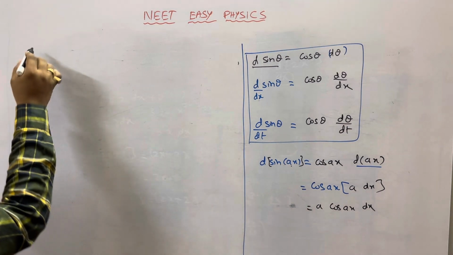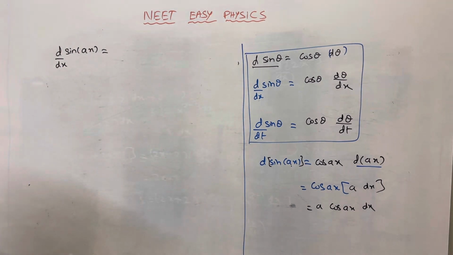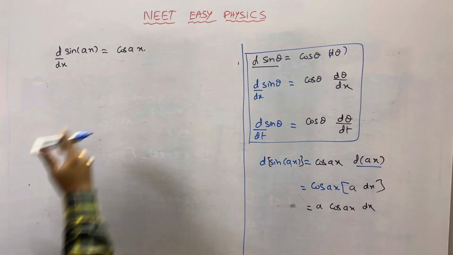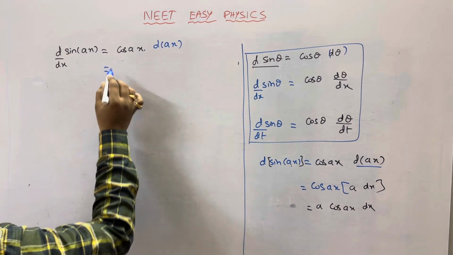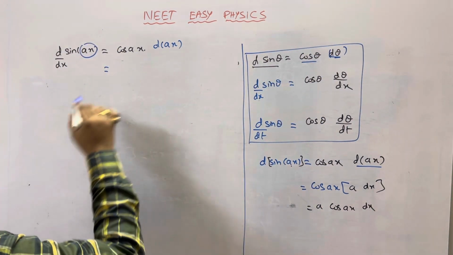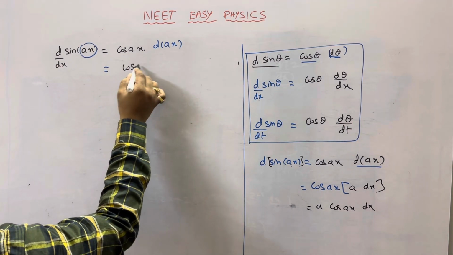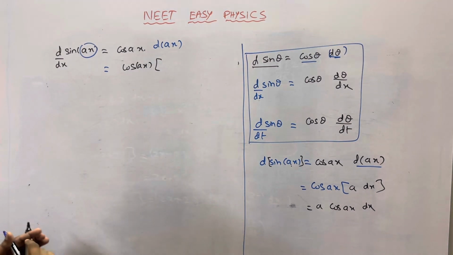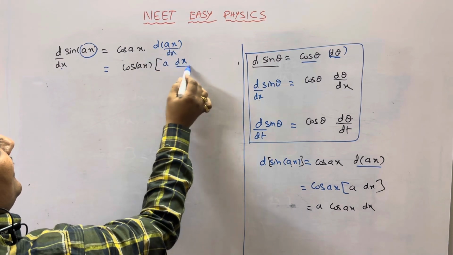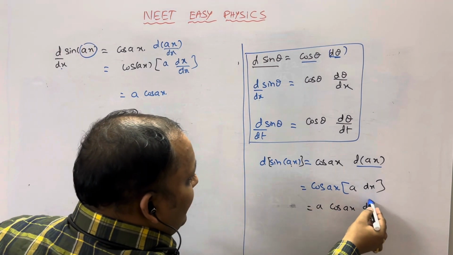Now see, the derivative of sine ax with respect to x, what will you get? You can say directly: cos ax times the derivative of ax. So cos theta, derivative of theta; in place of theta, ax is there. Therefore, if you differentiate this, cos ax into a dx, but here with respect to dx, so simply a cos ax, dx will not come.